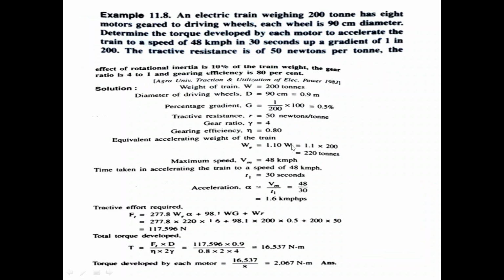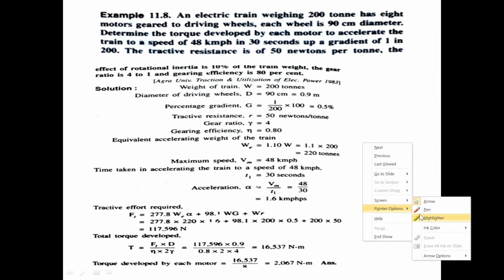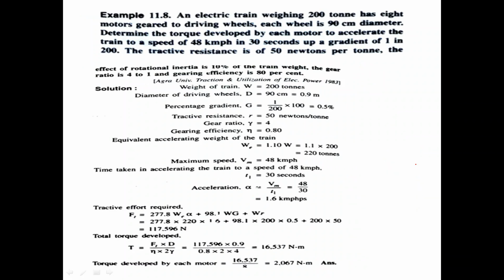In this video, we shall solve some numericals on the tractive effort, which we found in the previous equation. This is the equation we have to remember: tractive effort F = 277.8 WE α + 98.1 WG + WR. We will solve this problem in three steps, as we saw in the previous video.